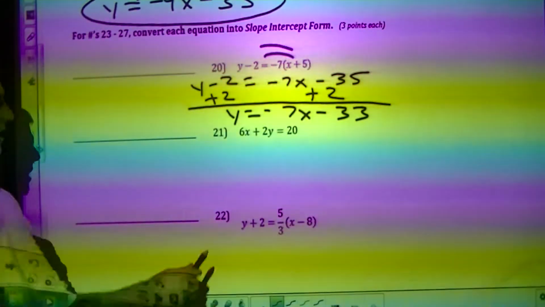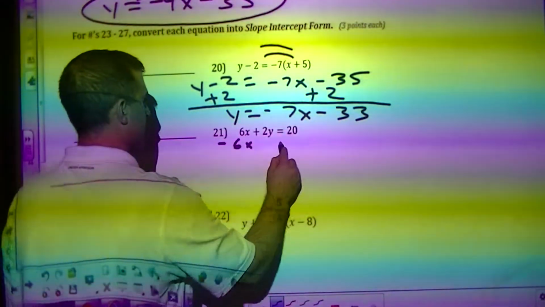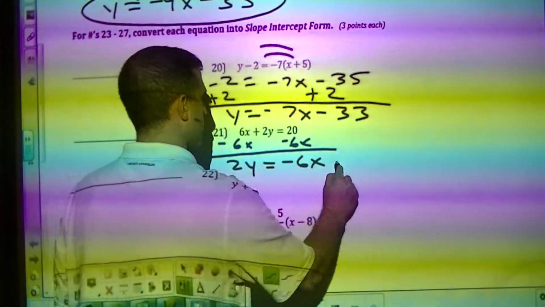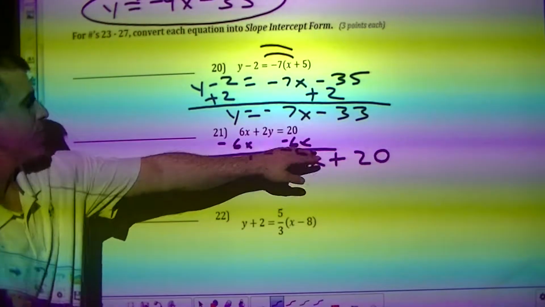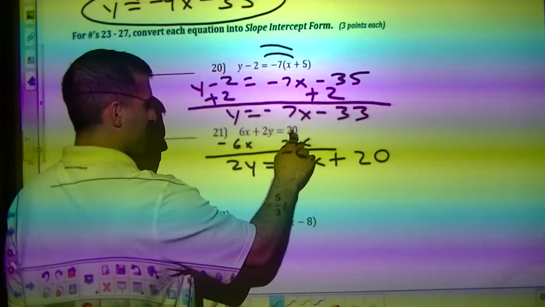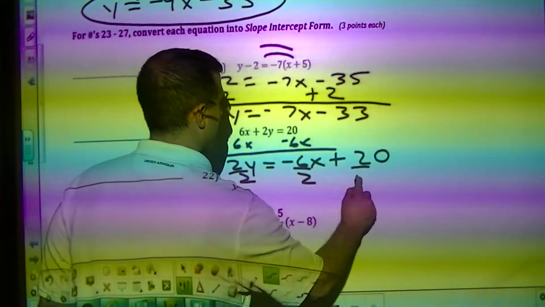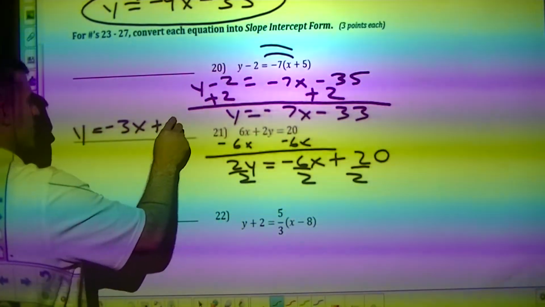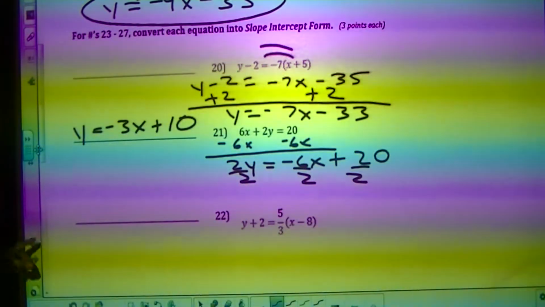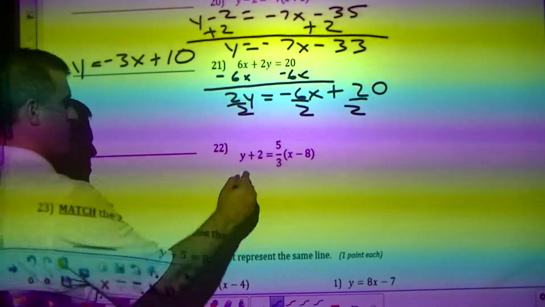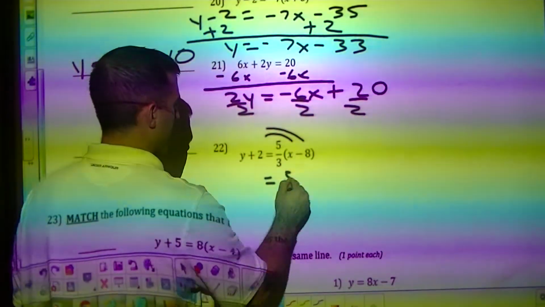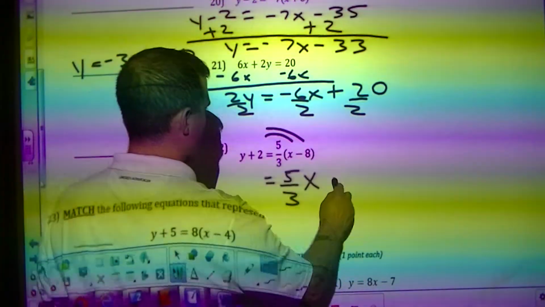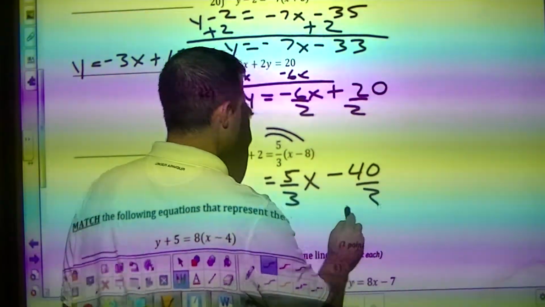Okay, this one, I got to get this over to the other side, so I subtract 6x. 2y equals negative 6x plus 20. All I do is write those terms just like I see them. Okay, so negative 6, positive 20. If I divide by 2, I get y equals negative 3x plus 10. Okay, and on this one, on 22, that's going to be 5/3 x. Okay, and that times that will be negative 40 over 3.